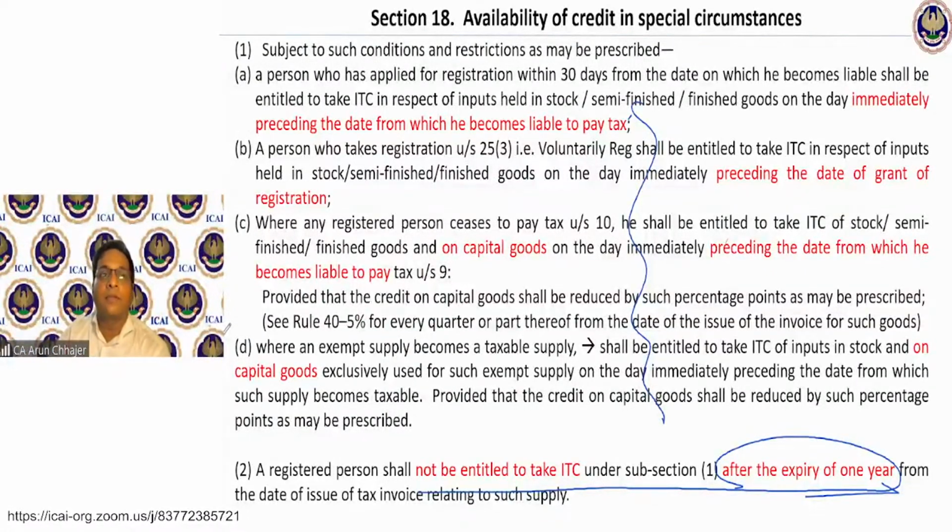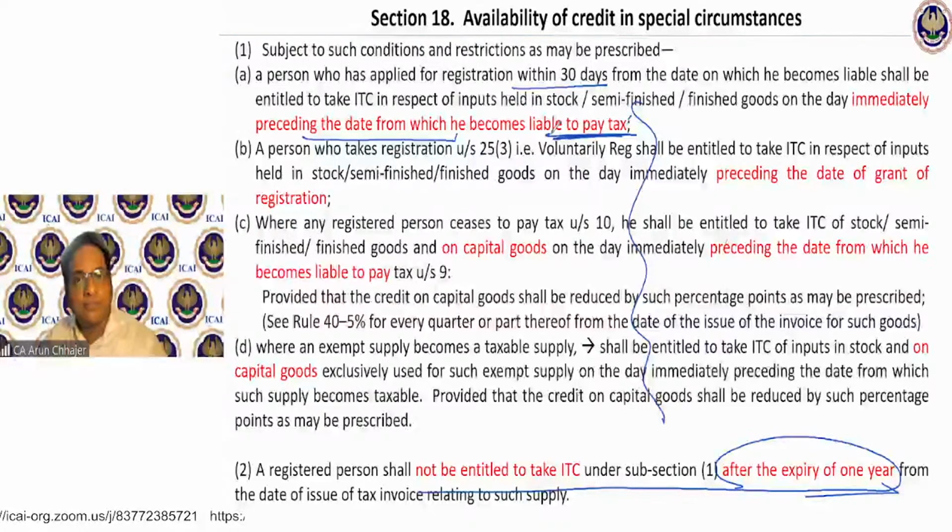So you can see that in case of the mandatory registration, the application should be made within 30 days. So the date of the liability, the date from which he becomes liable to pay the tax, whatever the stock lying immediately prior to that, he can take ITC.